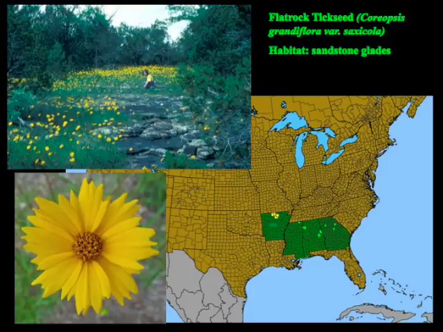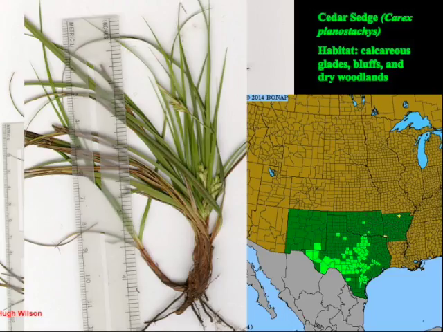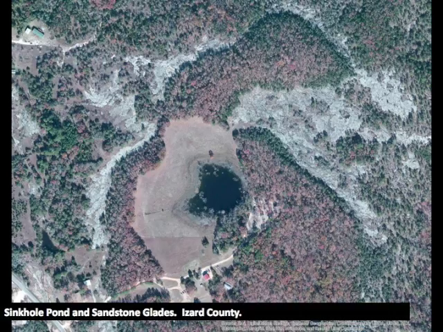Some really fascinating rare species of plants in glades and barrens, and a lot of endemics. This is the flat rocks tick seed, disjunct from the flat rock glades, igneous glades and sandstone glades from Alabama and Georgia. It is found in a localized area of sandstone flat rock glades in the eastern Ozarks. Western disjuncts like cedar sedge. Here's a sinkhole pond with a glade complex around the margins. Pretty incredible landscapes up there.